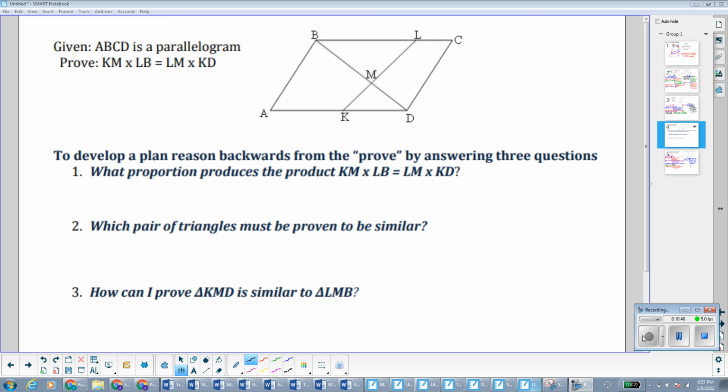Here we have another proof example. And notice that this proof is slightly different because right off the bat, it's asking us to prove a product involving multiplication. So to develop a plan, we're going to reason backwards by answering 3 questions. Number 1, we're going to think about what proportion produces the product that we're being asked to prove. So take a second and think about what proportion would give us this product when we cross multiply.